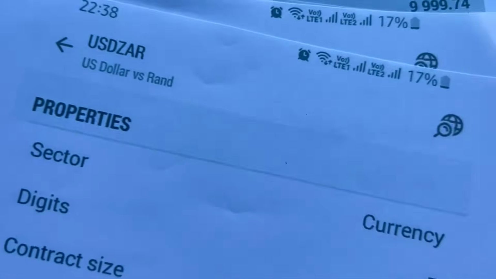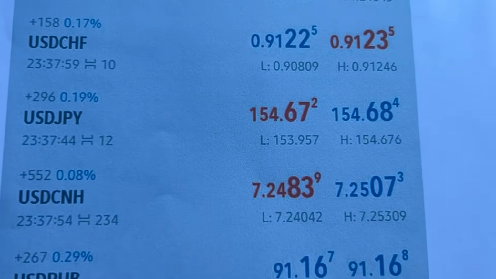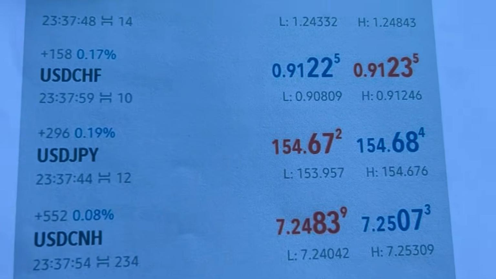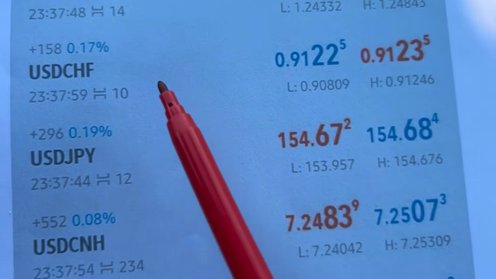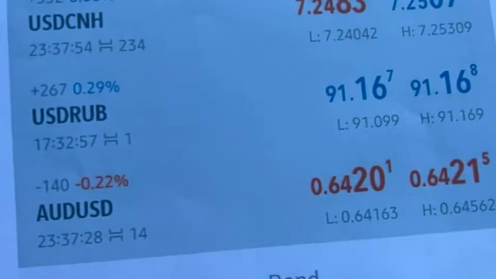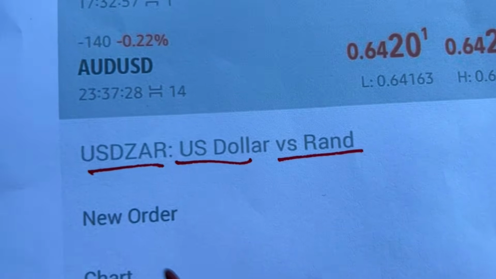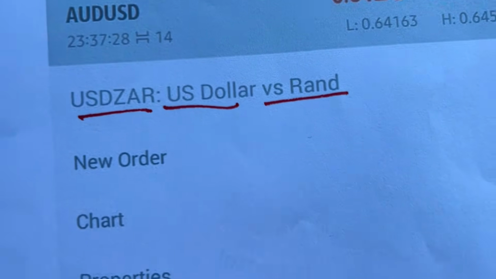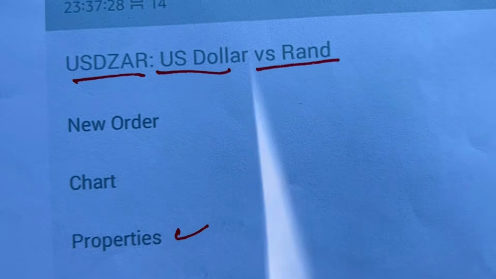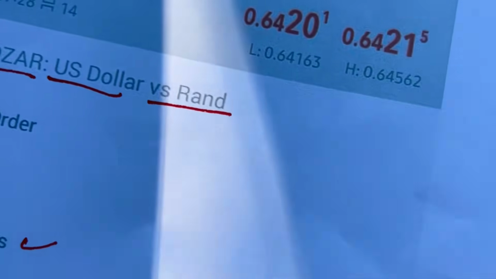Via a volume. Now, let me explain here. We have this chart over here. It doesn't matter what asset you are going to be trading. In this case, let's say you're trading USD JPY, or in this case, US dollar versus rand. On the US dollar versus rand, you're going to go to properties. This is where you're going to see the parameters for you to trade, understand what's going on over here, and then make a good decision.